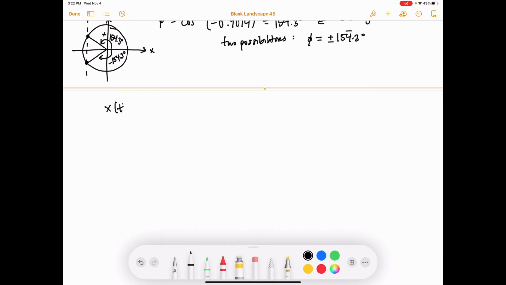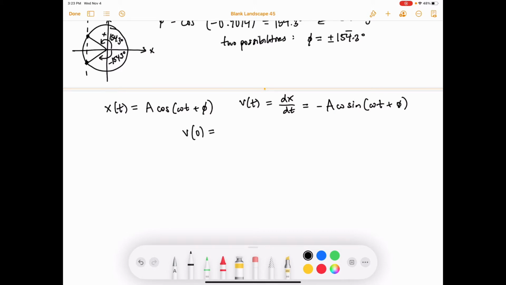And the way we'll do that is by looking at the velocity. So if x as a function of time is equal to A cosine omega t plus phi, then the velocity as a function of time, that's the derivative of position with respect to time. So cosine goes to negative sine, and then we have to pull out a factor of omega by the chain rule. So we have minus A times omega sine omega t plus phi. That's our velocity. Now if I plug in 0 for the time, velocity at time 0 is minus A times omega sine of phi.